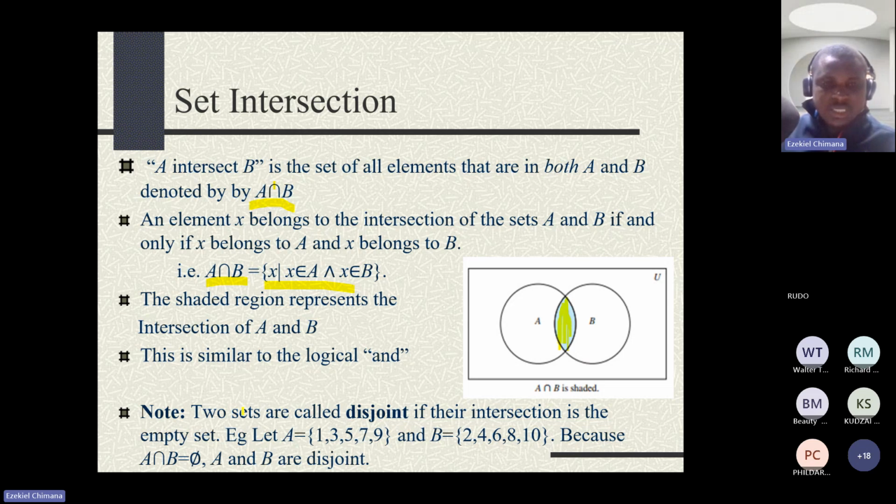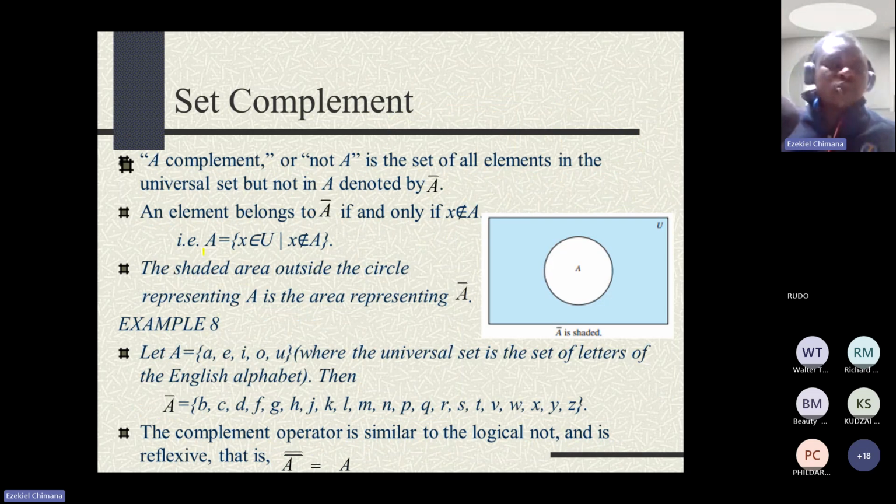Note that two sets are called disjoint if their intersection is the empty set. For example, let A be {1, 3, 5, 7, 9} and B be {2, 4, 6, 8, 10}. Because A ∩ B is an empty set, it means that A and B are disjoint. So disjoint sets, guys, are those sets which don't meet. If you look at that, they do not intersect each other. We call them disjoint sets. In other words, there are no common elements in these two sets. So they are disjoint.